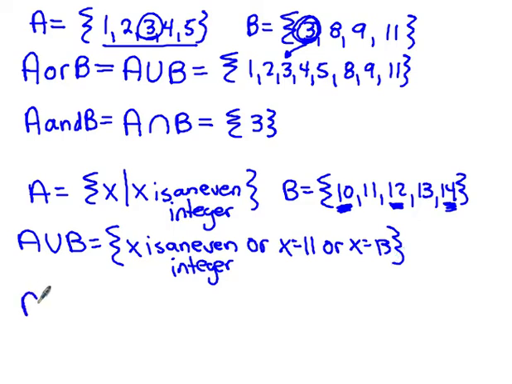Now, when we look at the intersection, we have to look and see what they have in common. And it's kind of just, we've already done it, really. Even integer, and in set B, what are my even integers? Well, we've got 10, 12, and 14. So those would be the numbers in the set A intersect B.